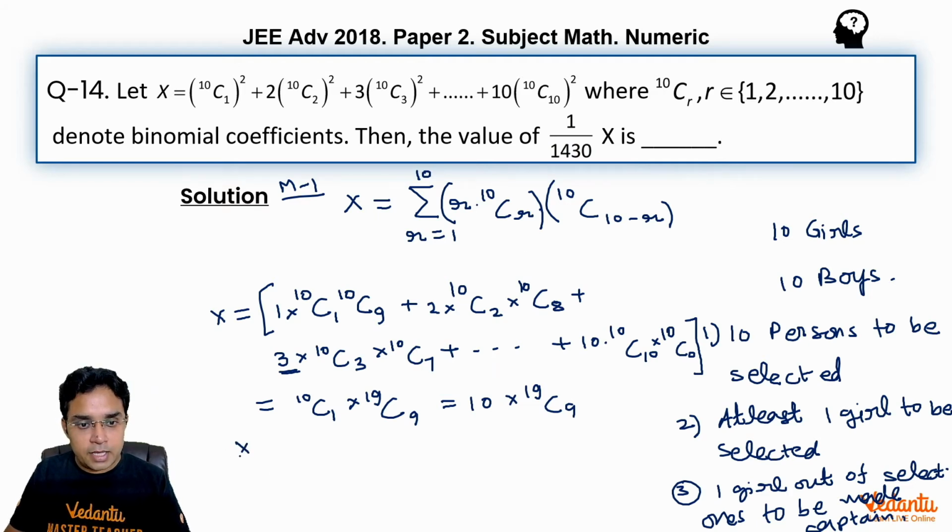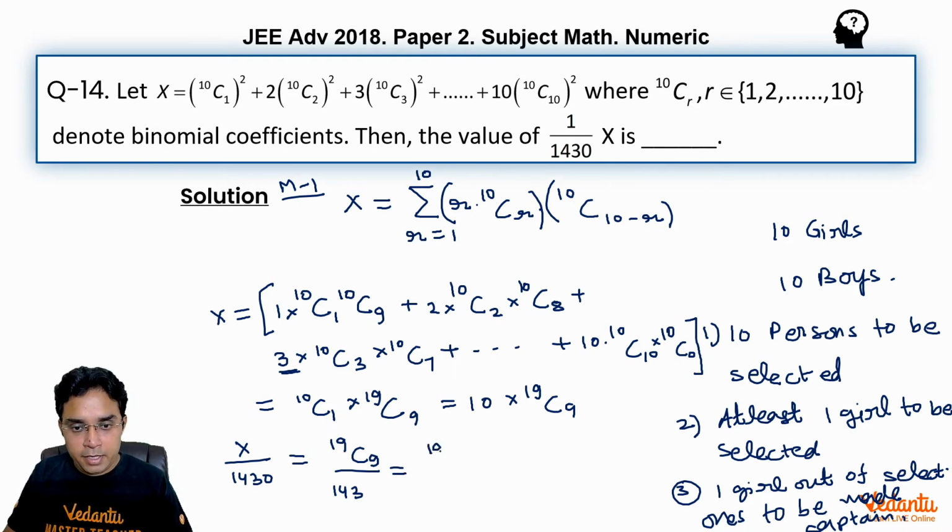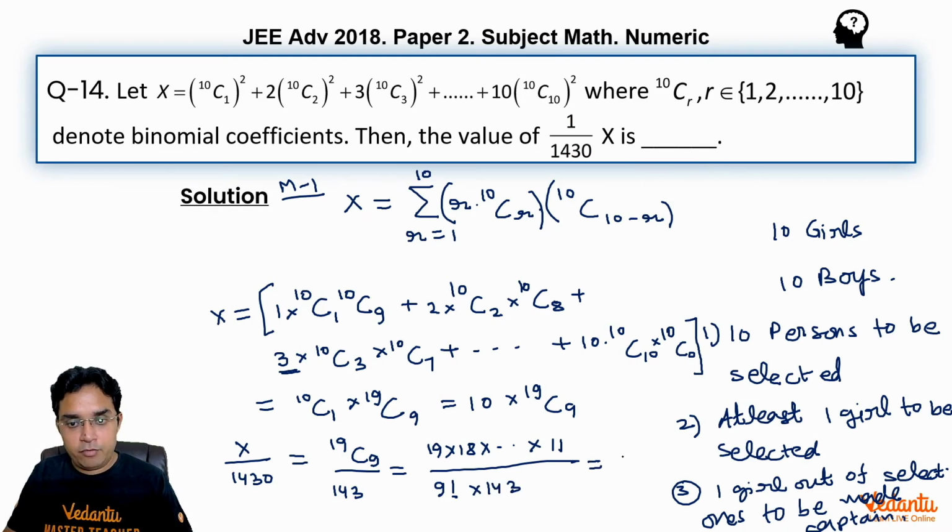And now they are asking x upon 1430, which I can write as 19C9 upon 143. Now this is a big task. This we can write as 19 into 18 into and so on into 11 upon 9 factorial into 143. If you simplify it, we get this to be 646. So this is the answer. That is one method.